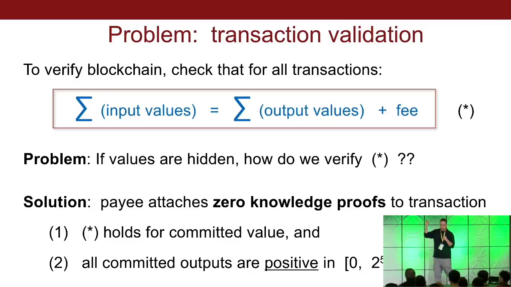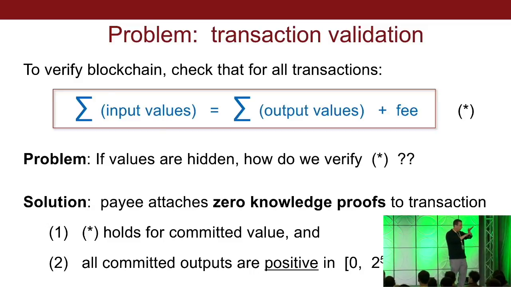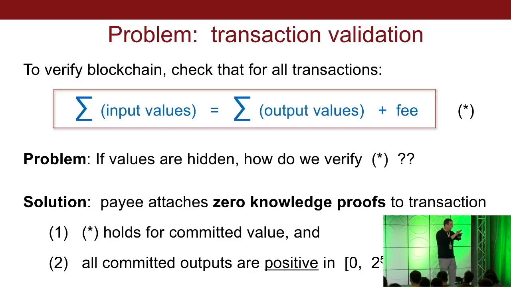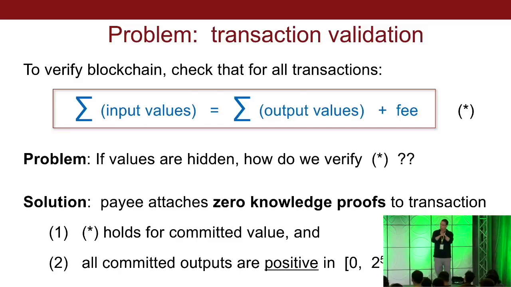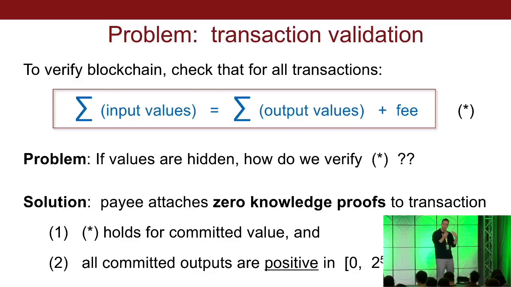If one of the output values was negative, as an attacker, what I would do is I would send 5 bitcoins to one output and negative 2 bitcoins to the other output. That would mean that the total transaction value is 3. 3 inputs were spent, 3 bitcoins were spent, but now I have an output that's worth 5 bitcoins. So if I could fool you into accepting transactions where one of the outputs is negative, that would allow me to create coins out of thin air. If I can create coins out of thin air, that essentially translates into inflation.